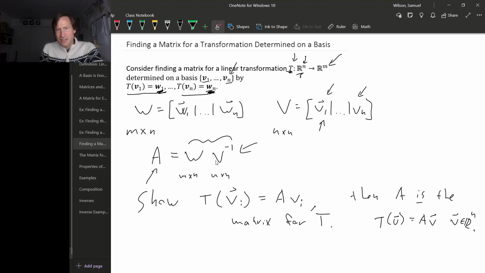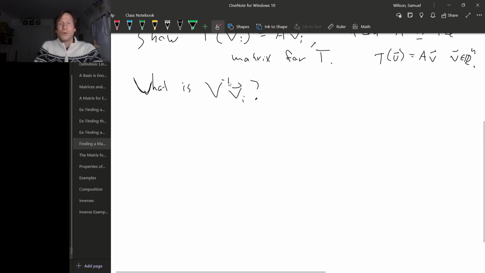But you can see that the first thing we're going to run into is we need to know what is, that's a W, what is V inverse times one of these V vectors, right? That's the first thing we're going to need to know. So let's figure that out. Well, what do we know about this matrix V inverse?